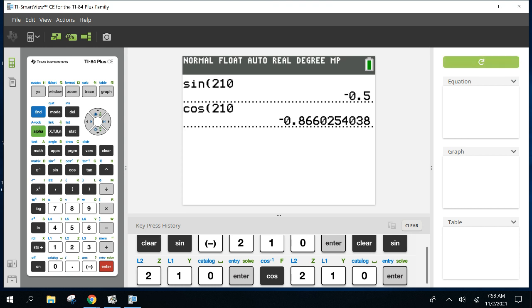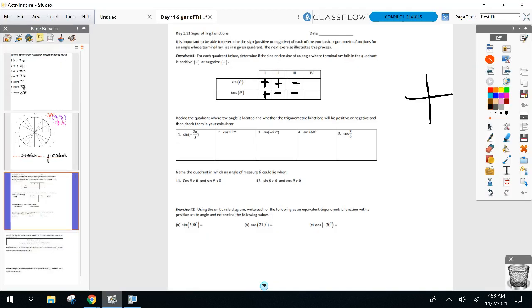So what do you think is going to happen in the fourth quadrant? Think about your signs in the fourth quadrant. What do you think about sine, positive or negative? Negative, because the y coordinates are negative. And what about cosine? Positive.